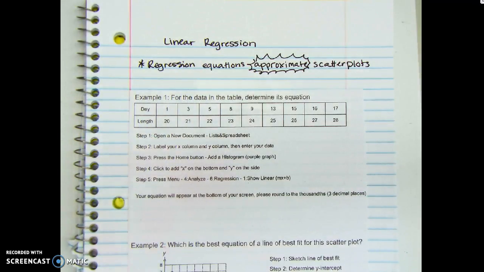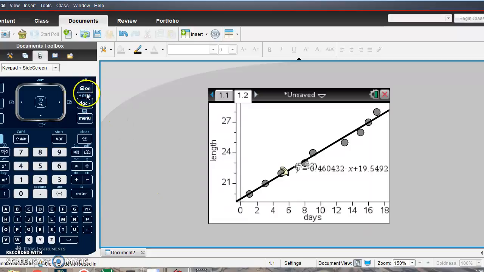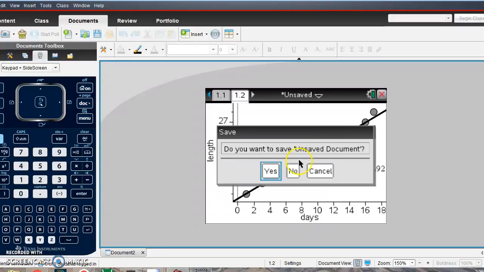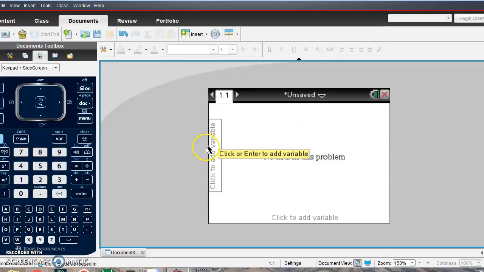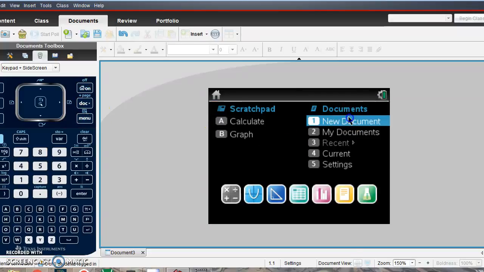So we're just going to go ahead and grab your calculators and we're going to go and do this together. So go ahead and do a new document. And today what we're dealing with is data and statistics. So click that. Oh, wait, no. We're going to start over. New document.